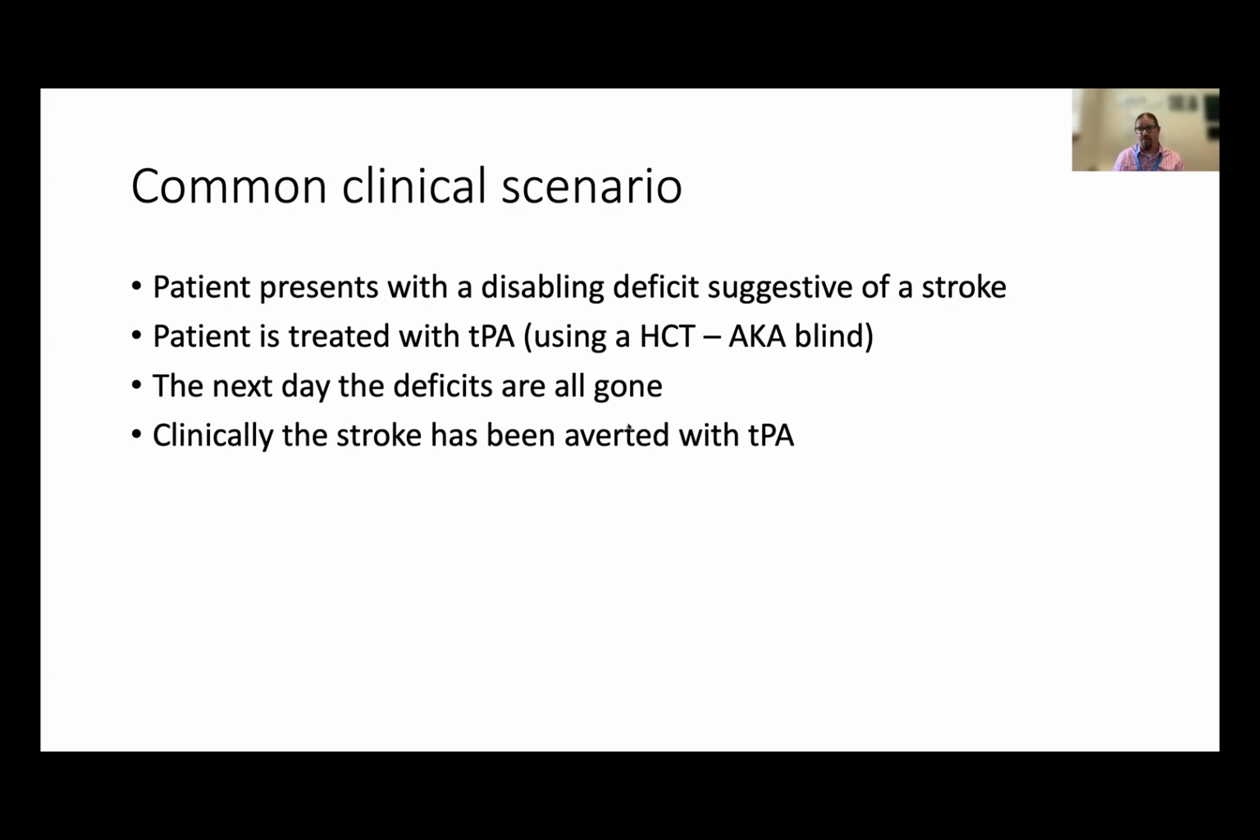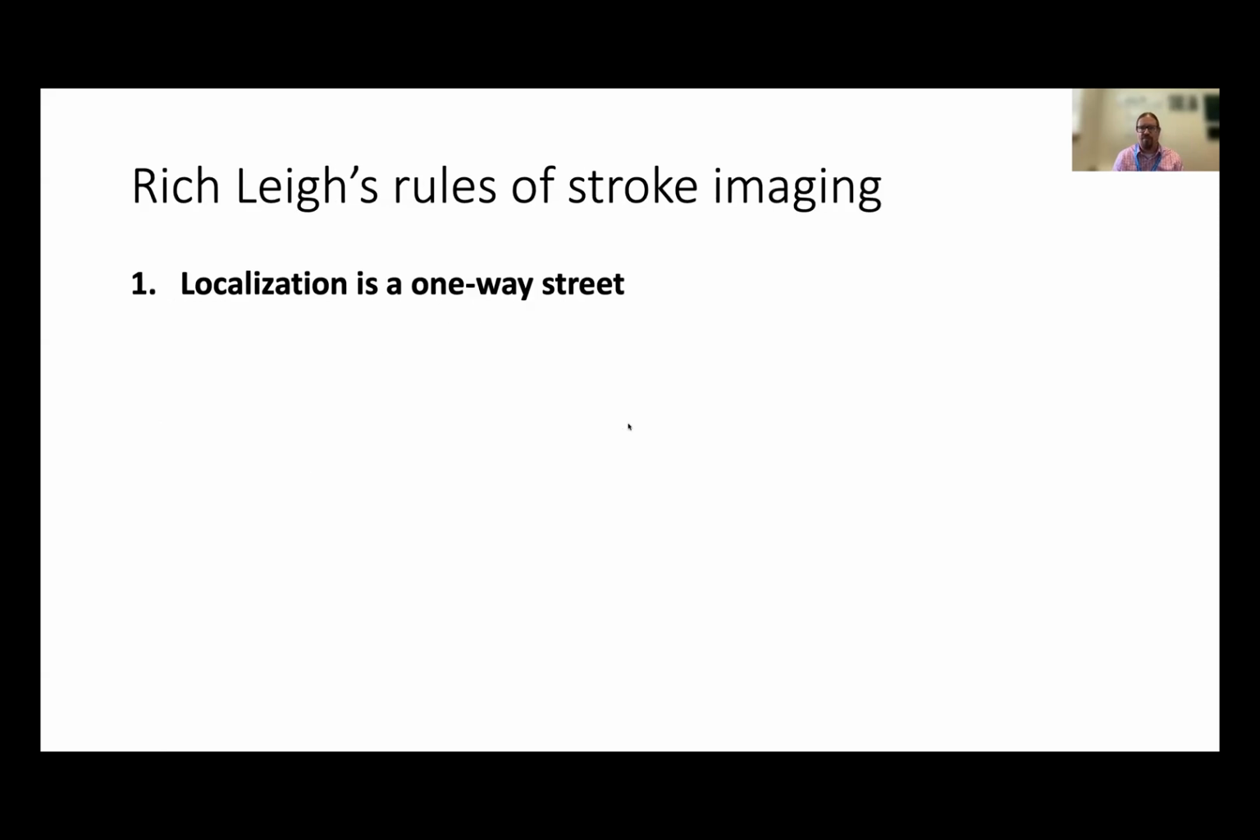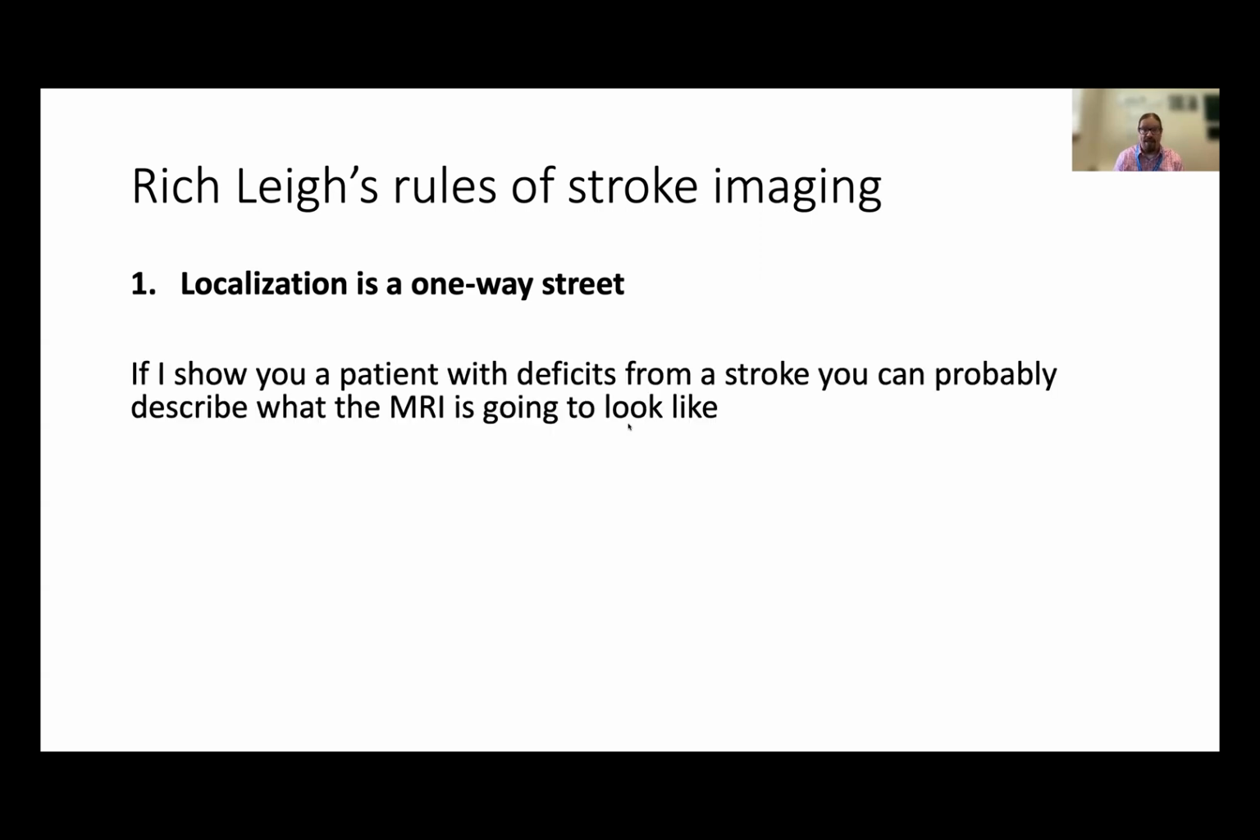But of course, we get that MRI 24 hours out. And when we do that, what we see is there's actually a pretty big stroke on there. And it's always a question of why is that? If the patient looks so much better, why does their MRI look worse? And so this comes to one of my rules of stroke imaging, which is that localization is a one-way street. I can show you a patient and you can examine them and you can describe what the MRI is going to look like. We're pretty good at that, right? We pride ourselves on that.